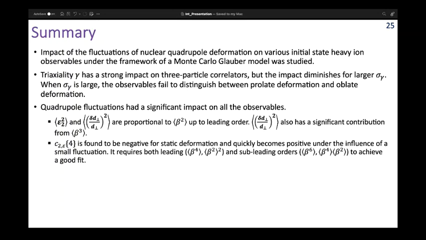For quadrupole deformation, we saw that it can be explained in terms of the moments of the parent distribution. And we saw that if C2 epsilon is negative, then it might be an indication of having some static deformation within the nucleus.